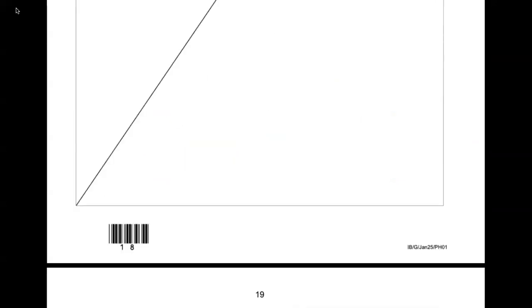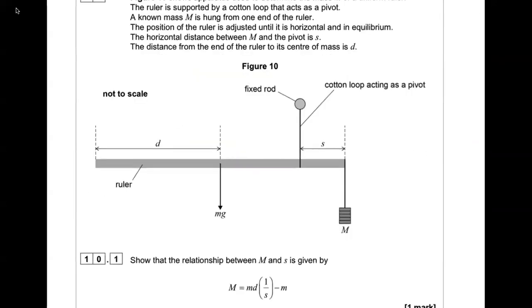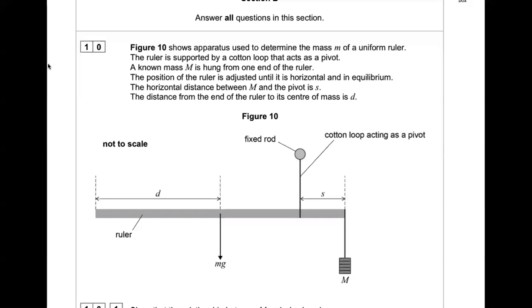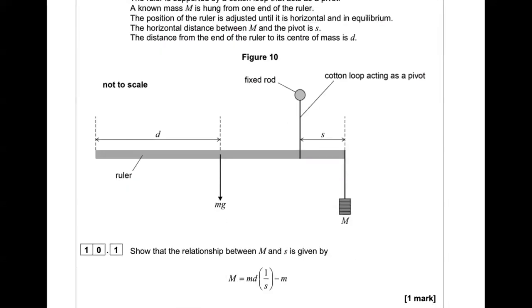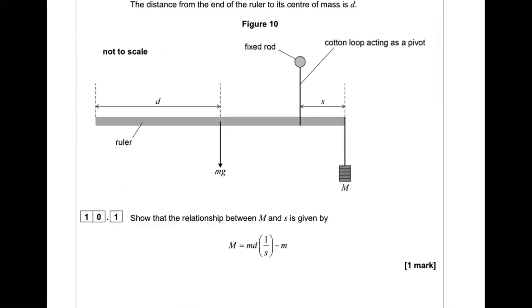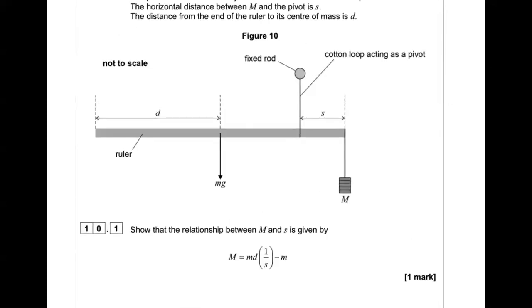All right, let's go on to section B now. So figure 10 shows apparatus used to determine the mass m of a ruler. The ruler is supported by a cotton loop that acts as a pivot. A known mass m is hung from one end of the ruler. Position of the ruler is adjusted until it is horizontal and in equilibrium. Horizontal distance between m and pivot is s. Distance from end of the ruler to its center of mass is d. Show that the relationship between m and s is given by this equation.